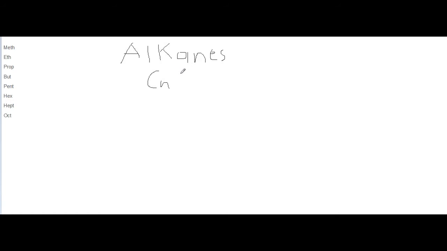Known as alkanes, and they have this general formula CnH2n plus 2. So what this means is that if we have one carbon here, a single carbon, then we're going to have 2 times 1 plus 2 hydrogens, which is 4. This alkane is known as methane.